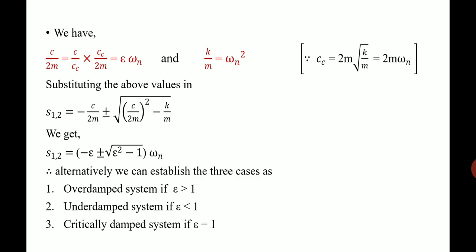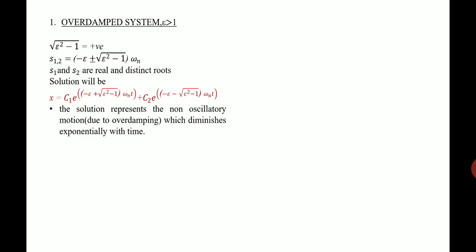Underdamped system is epsilon less than 1, where you have a negative value inside the root, which gives imaginary roots. In the third case, epsilon is equal to 1, so inside the root the value will be 0. Considering that condition, we can have three different equations or inferences. Now we are going to find the solution for each case, for underdamped, overdamped and critically damped systems, for the governing equation m x double dot plus c x dot plus k x is equal to 0.